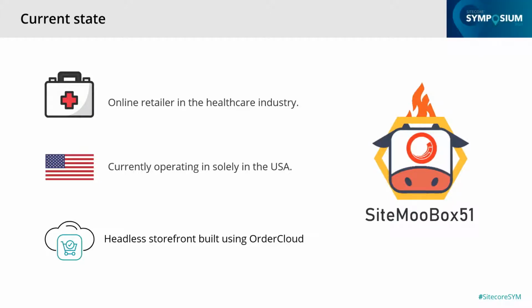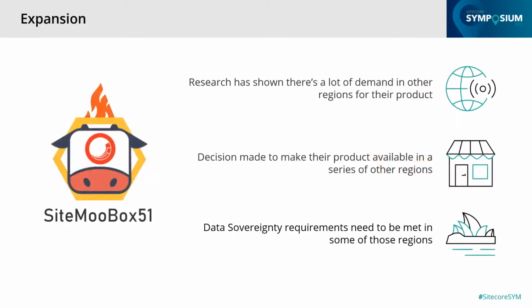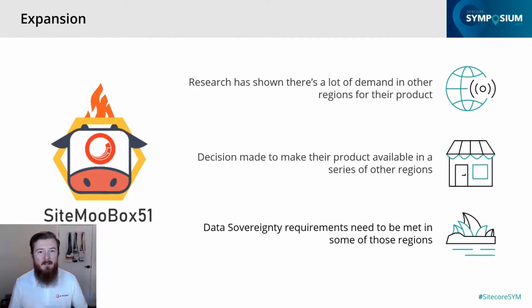Based on their success in the US, Sitemovebox51 have decided they want to roll out their products to other regions. They want to expand. They've done research which has shown there's a large demand for their products in other regions outside the US. Because of this, they've made the decision to roll out their product globally. They're going to go and serve these different customers in the different regions where they're needed.